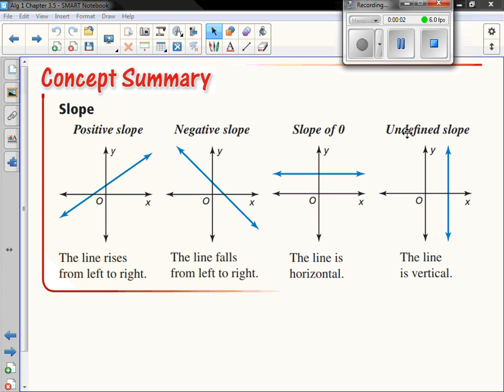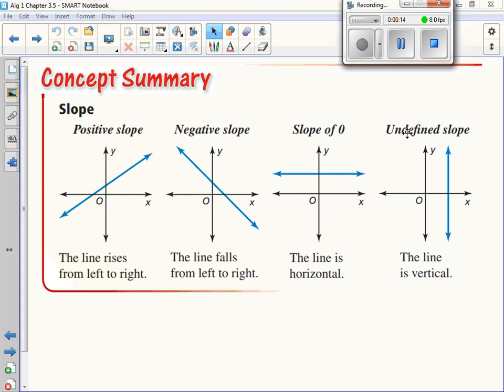All right, guys, so this is where we finished off yesterday talking about slope. So slope can be positive, as in it's increasing from left to right. It could be negative because it's decreasing from left to right. We could have a slope of 0, so it's not increasing or decreasing. Or it could be undefined. It's going straight up and down.